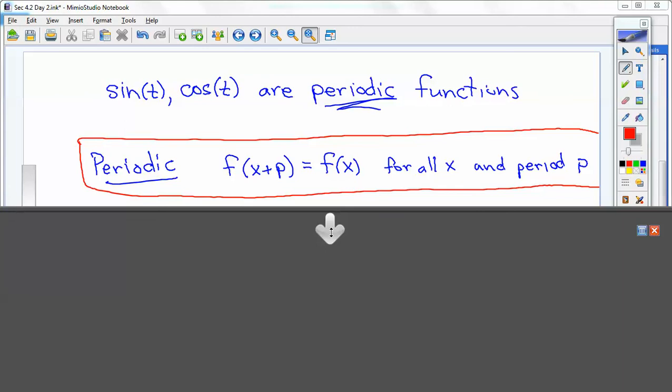Period is the length of the repeating. So what that means is if I put in a 2, I get a certain output. And if I add on one period, like let's say the period's 5. So I put in a 2 for x, and I get out some value. I do 2 plus 5, and I put that in, like 7, and I get out that same value. They will equal each other. The outputs will equal each other.